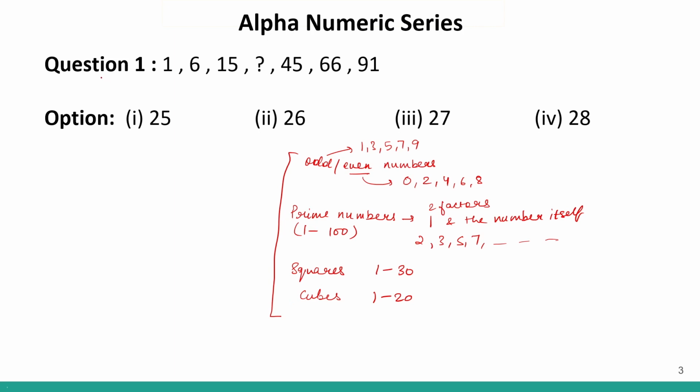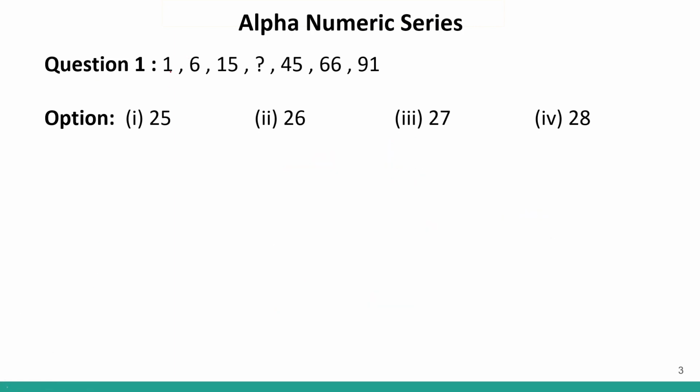Okay, so let us start with question number 1. Question number 1 is 1, 6, 15, then we have a missing term that we have to find, then 45, 66 and 91. Correct? So let us look over here. 1, 6, 15, then a missing term, 45, 66, 91.